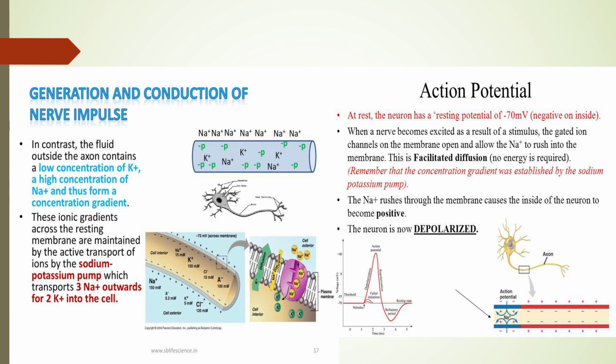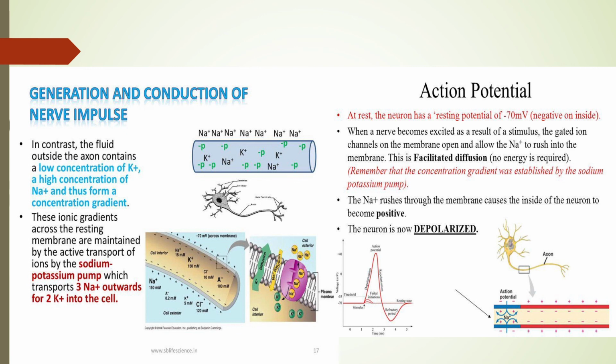Action potential. Action potential is all about the movement of ions in and out of the cell. At rest, the neuron has a resting membrane potential of -70 millivolts, which is negative on the inside of the cell. When a nerve becomes excited as a result of a stimulus, the gated ion channels on the membrane open and allow sodium to rush into the cell.